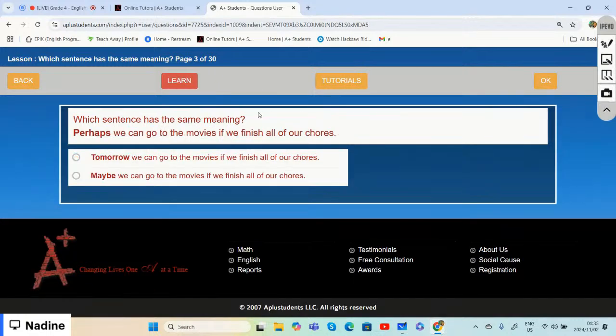The next one says, perhaps we can go to the movies if we finish all our chores. Perhaps. What is the same as perhaps? Is it option one, tomorrow, or option two, maybe?